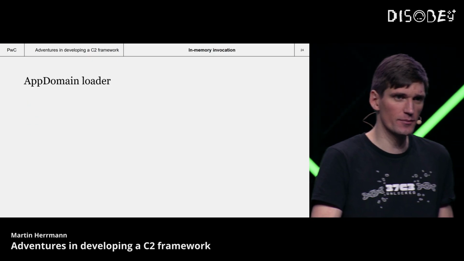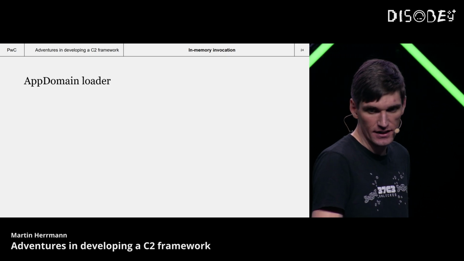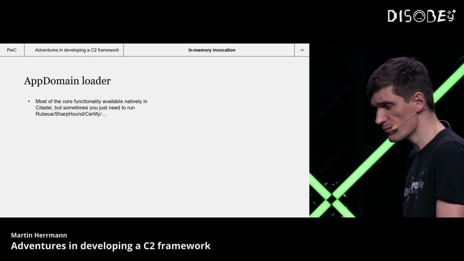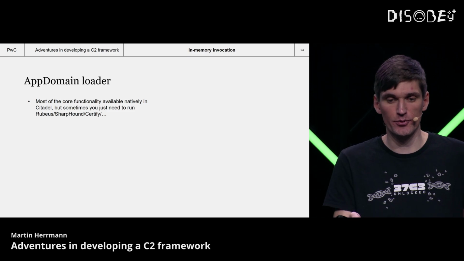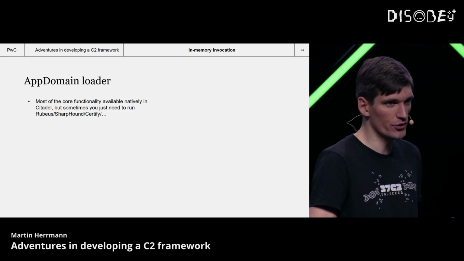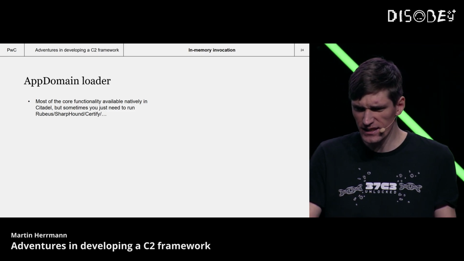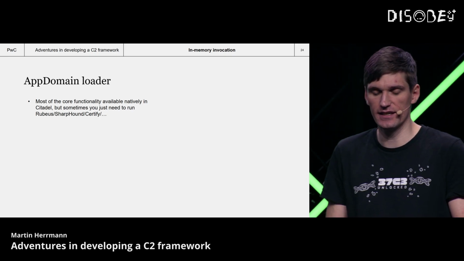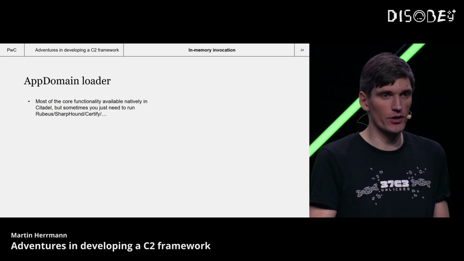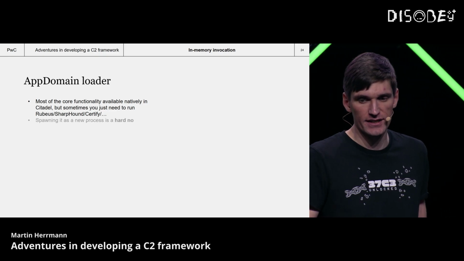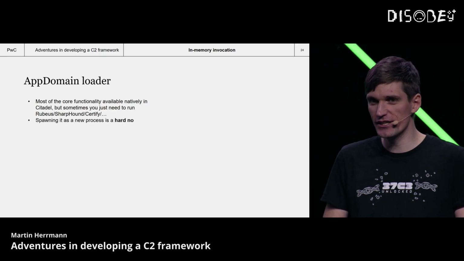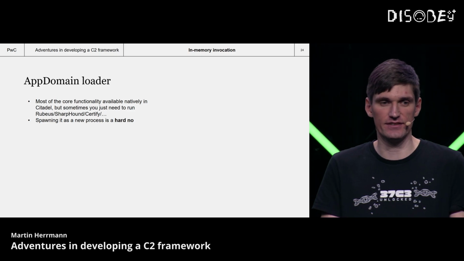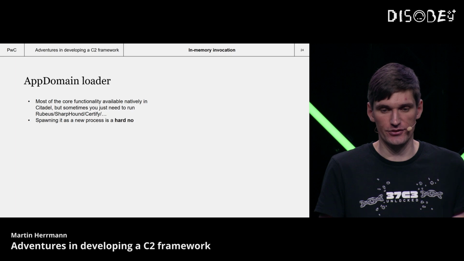The next thing I want to talk about is the in-memory invocation of assemblies. So basically, oftentimes you want to run some other tool, because Citadel supports a lot of features, but doesn't support everything. And every so often, you just want to run a C# tool, like Rubeus, SharpHound, Certify. We use them all the time in engagements. And yeah, you could, of course, just spawn a new process and run it that way. But usually, you really do not want to do this because spawning new processes stands out. It generates events. So that's something we try to avoid.